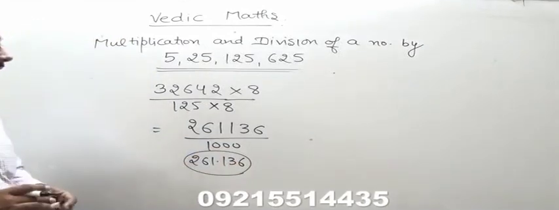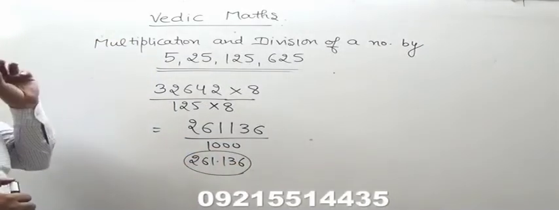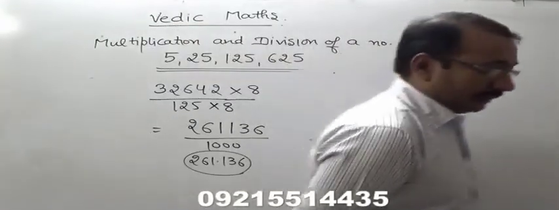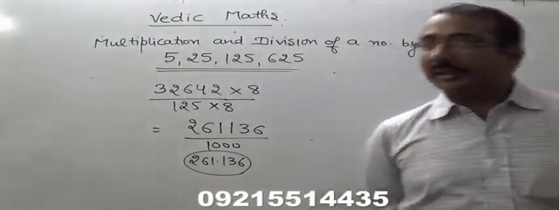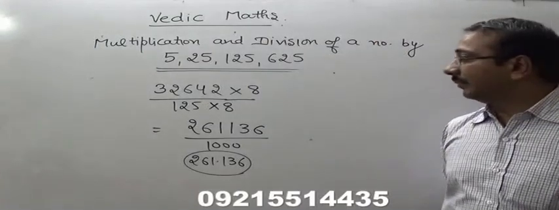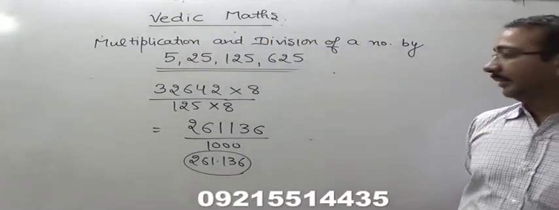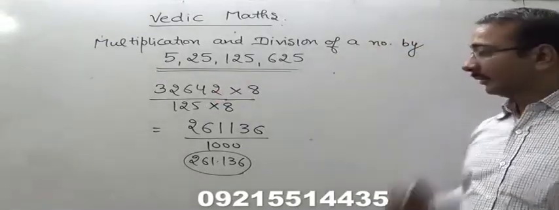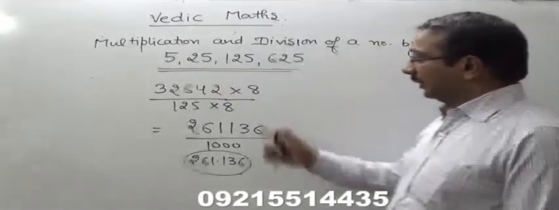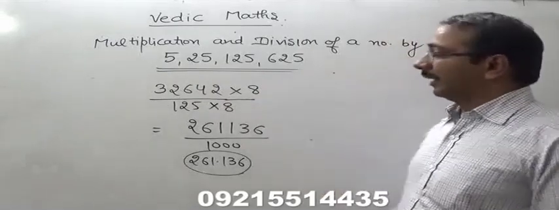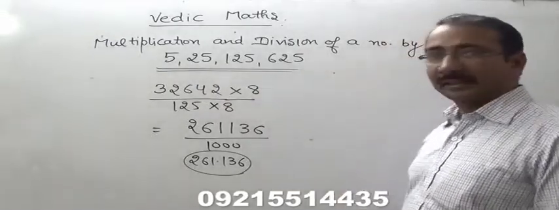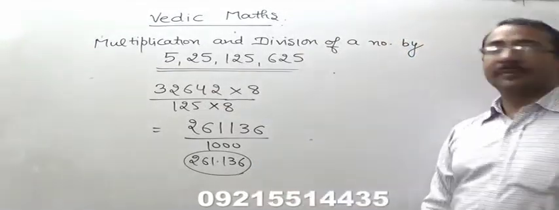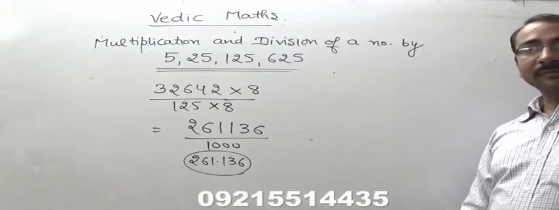So what process did we apply here? Suppose we have to divide by 125. The rule is the same, because we know that 125 is taken as 1000 by 8. So we multiplied by 8 and also divided by 8. Now 125 into 8 is 1000 and the numerator I multiplied by 8. After multiplying by 8, you get 261136 divided by 1000. So that finally gives you 261.136. That becomes your answer.